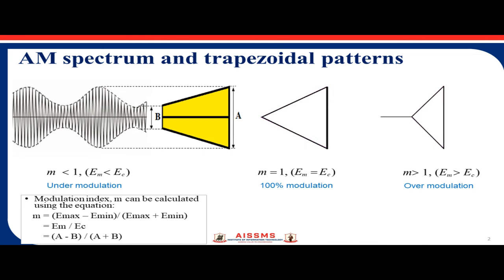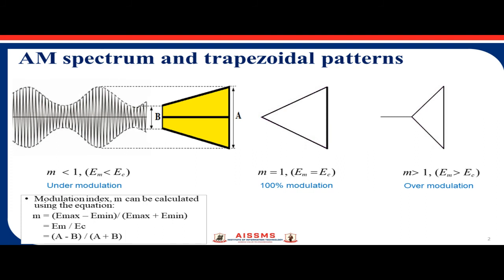In the case of 100% modulation, where the value of the modulation index is 1, the trapezoidal pattern is a simple triangle, as shown in the middle diagram. The right hand figure shows the trapezoidal pattern corresponding to the AM spectrum of overmodulation, where the value of the modulation index M is greater than 1.